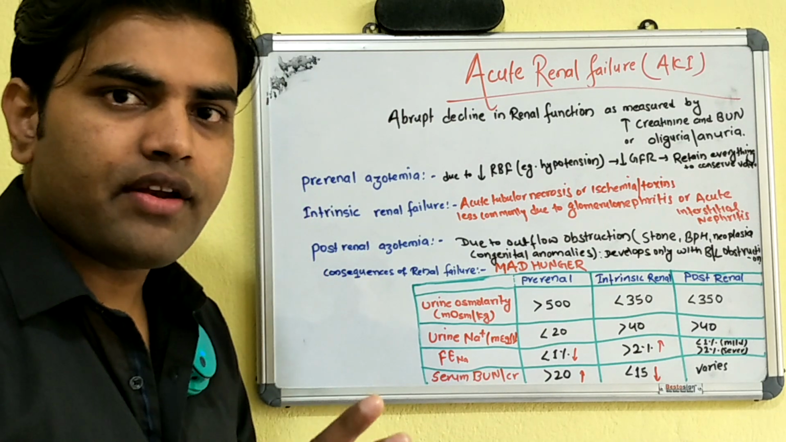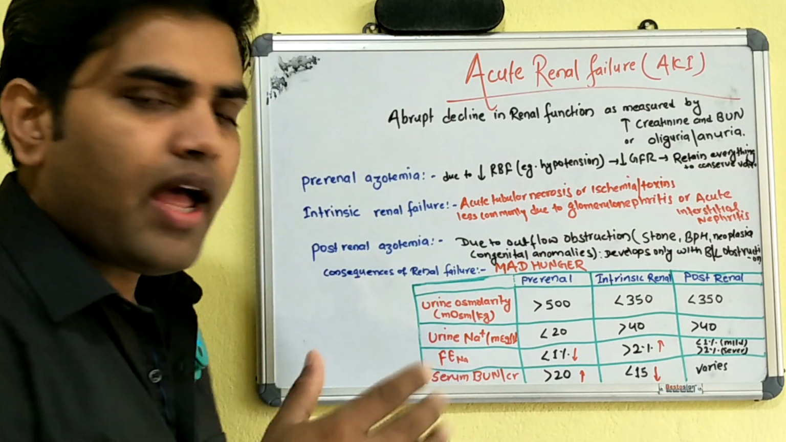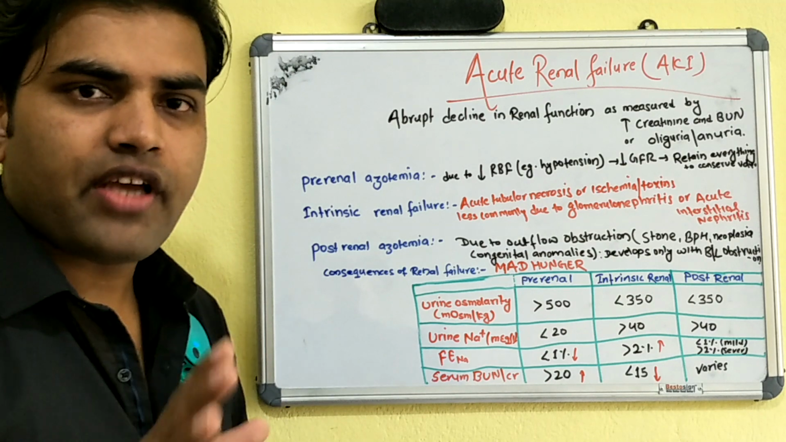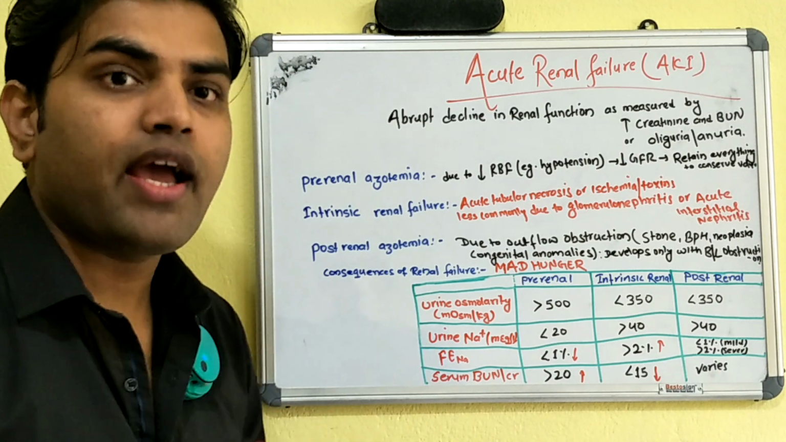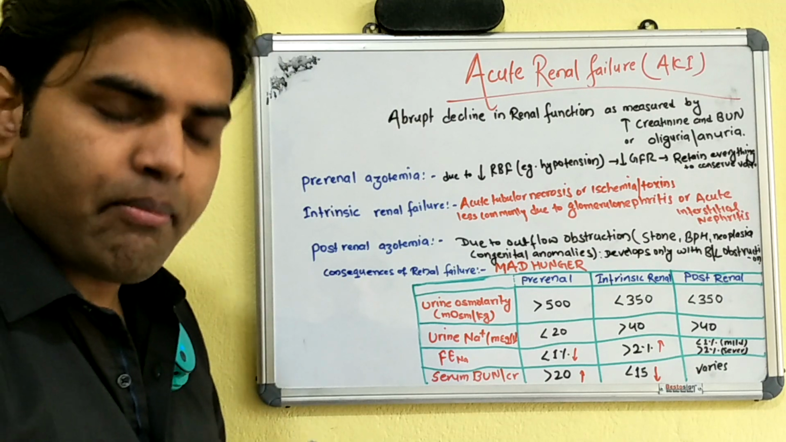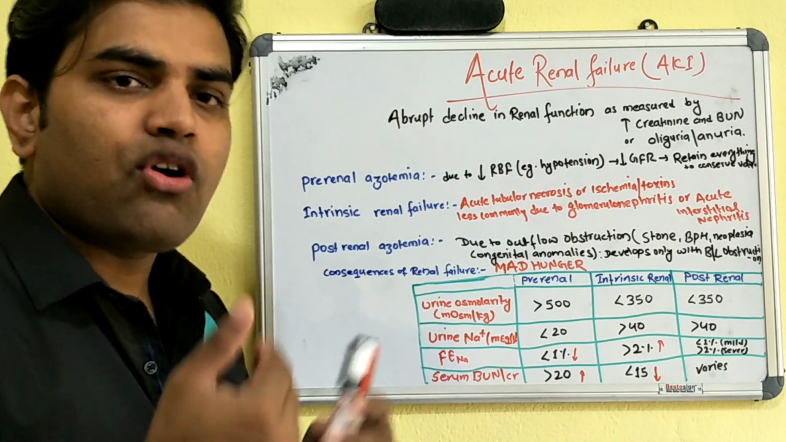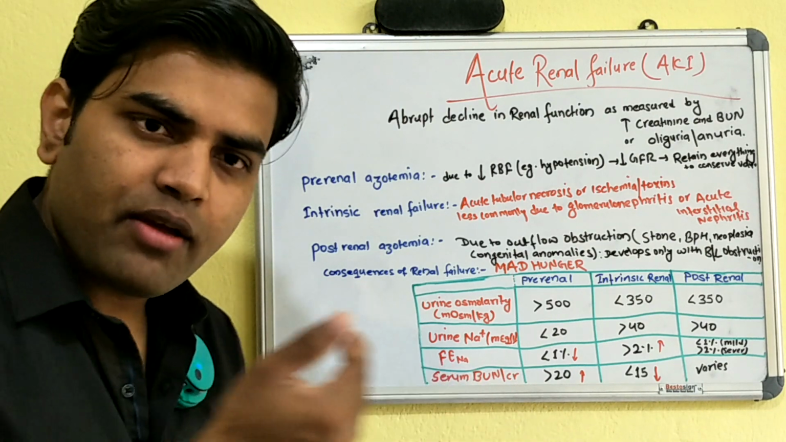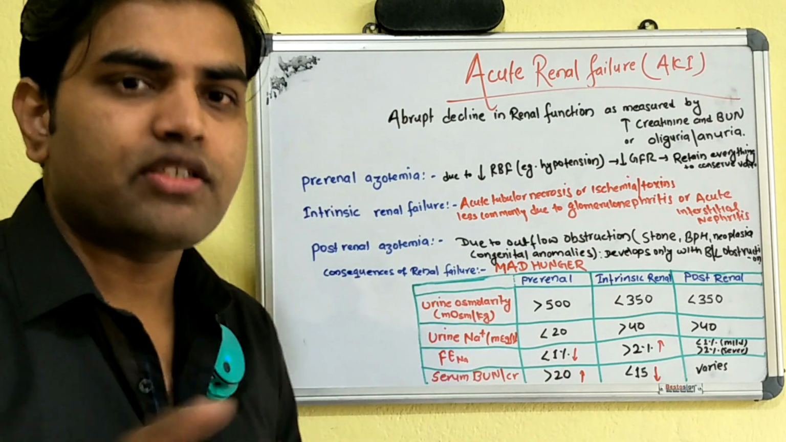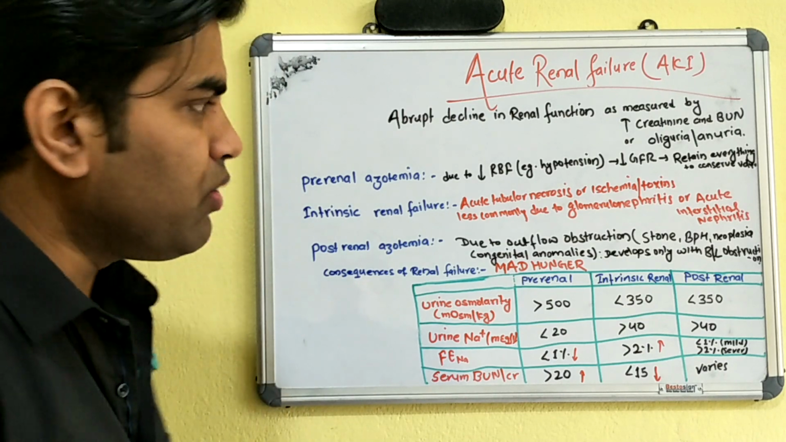So you need to understand what acute renal failure is and then manage accordingly, because acute renal failure is a reversible condition and we can take the patient back to his normal kidney function status if you diagnose properly, if you are able to understand the cause, and if you manage properly. Okay, so let's move forward.